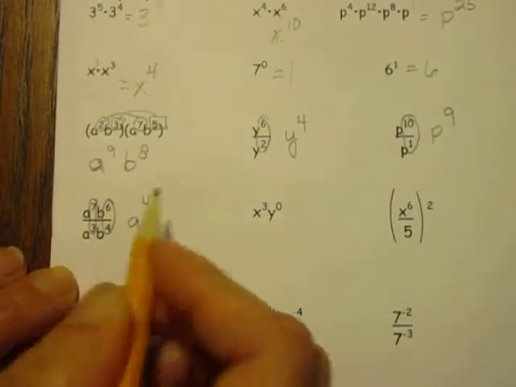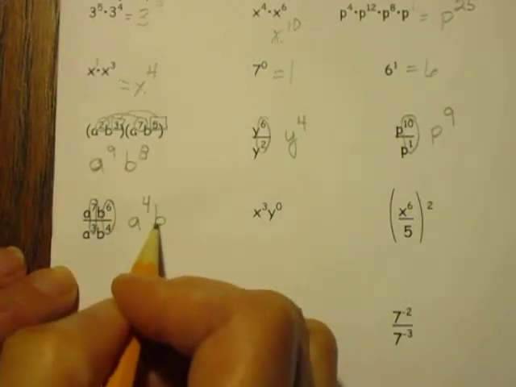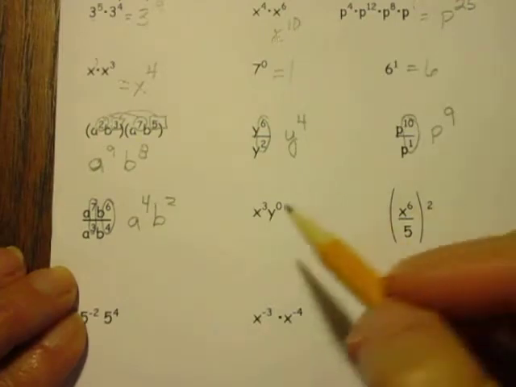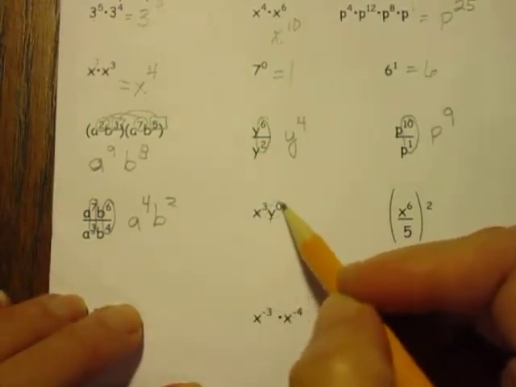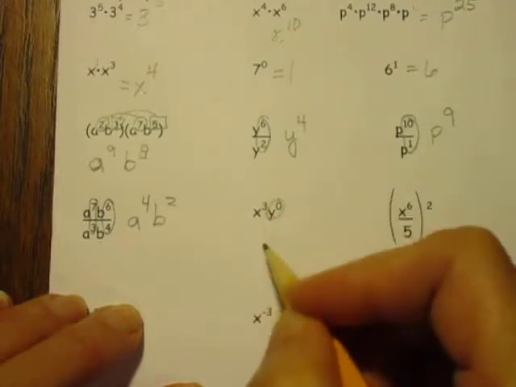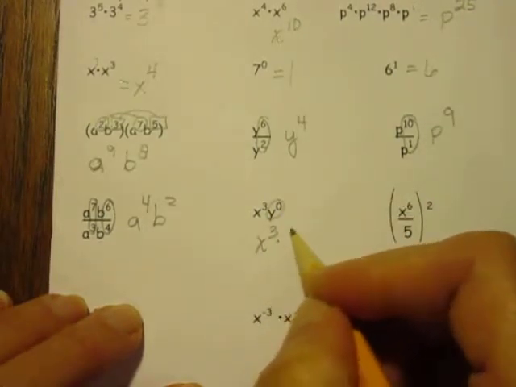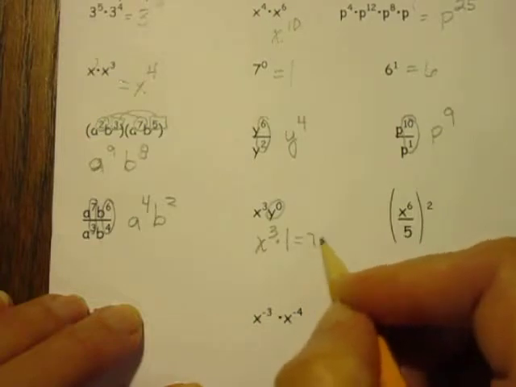6 minus 4 is going to be b to the 2nd power. Okay, and so here I have x cubed times this thing here. If you remember right, that is equal to 1. So I'm actually saying x cubed times 1, which is going to be x cubed.